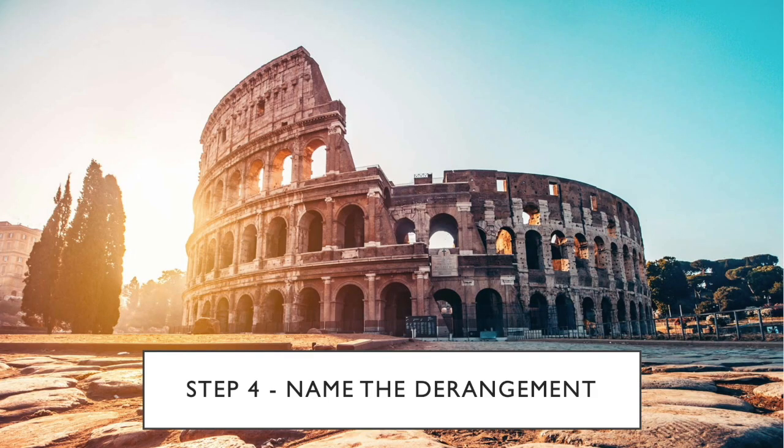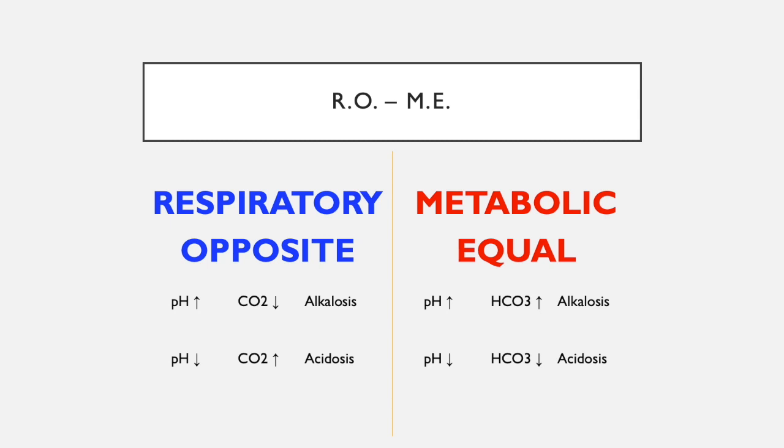The next step is to determine whether the patient's issue is respiratory or metabolic in nature, and to do that we use the mnemonic ROME, R-O-M-E, respiratory opposite, metabolic equal. What that means is that if I have a patient with a pH that's greater than 7.45 and a CO2 that's less than 35, then this patient is in respiratory alkalosis. If I have a patient with a pH of less than 7.35 and a bicarbonate less than 22, then this patient is in a metabolic acidosis.